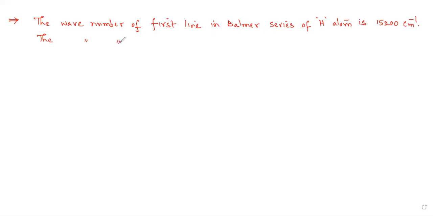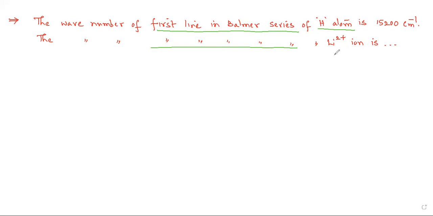The wave number of first line in a Balmer series of lithium +2 ion is. This is interesting. This is where you have to be very logical. See, in both the cases, it is the first line in Balmer series. But in the first case, the atom or the species is hydrogen. In the second case, it is Li+. Let me tell you how to solve this.